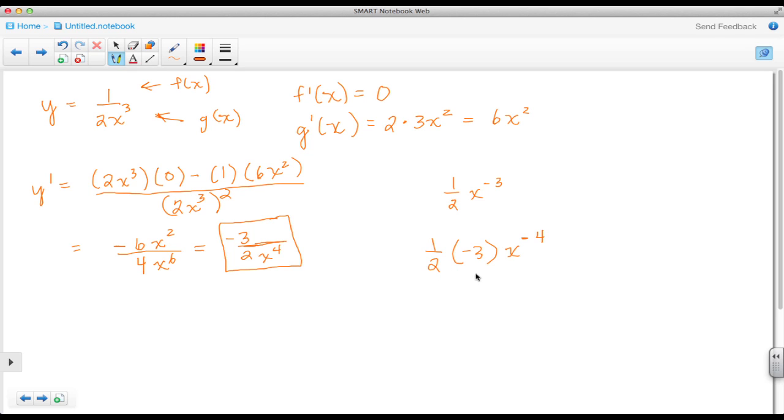And as I continue to evaluate, 1/2 times negative 3 is actually negative 3 halves. And then x to the negative fourth, that actually moves to the denominator, which is going to become 2 times x raised to the fourth power. And let me just try to write this fraction bar in here a little bit better. Alright, so we see that using both methods, we still get the same results. And this here was a combination of the constant multiple rule and the power rule.